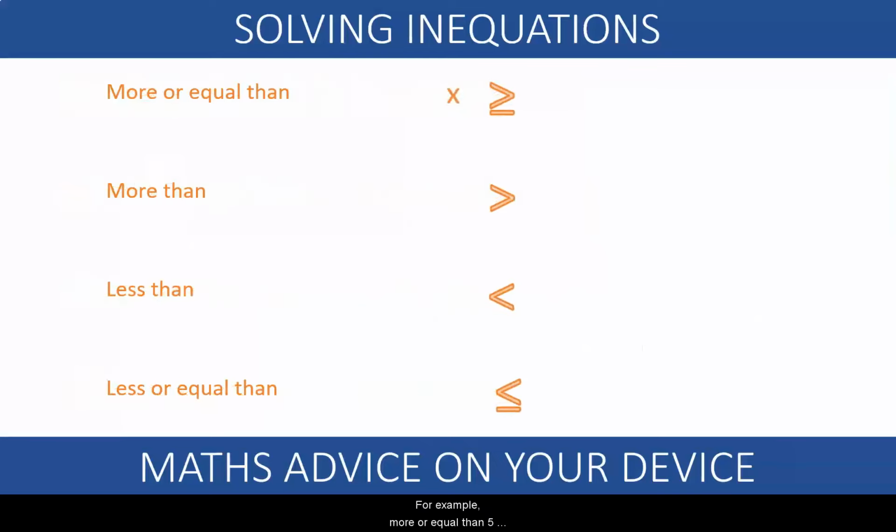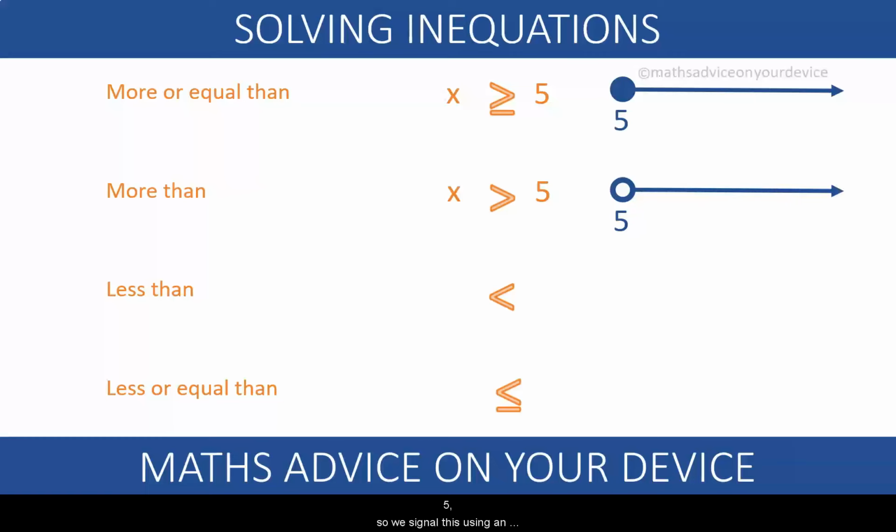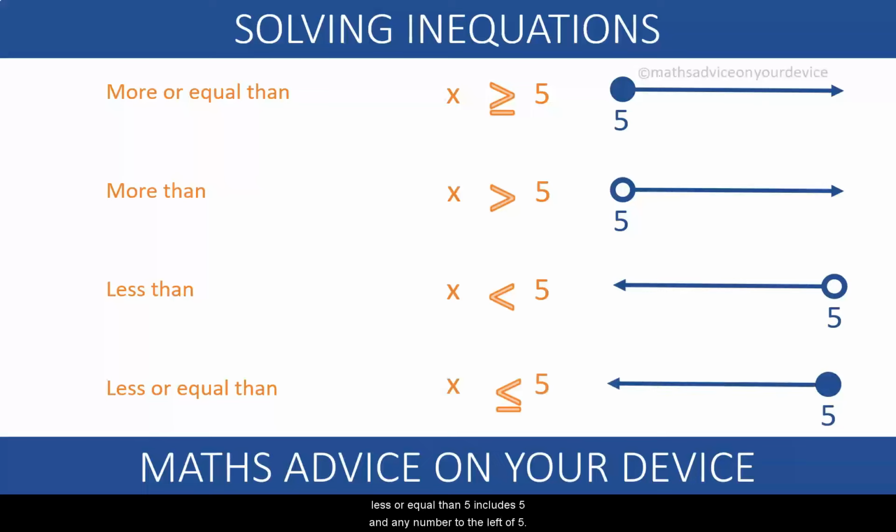For example, more or equal than 5 includes 5 and any number to the right of 5 in the number line. More than 5 does not include 5, so we signal this using an empty dot. 5 is not part of the solution, but any number bigger than 5 is. Less than means numbers smaller than 5, so they are to the left of 5 on the number line. Last but not least, less or equal than 5 includes 5 and any number to the left of 5.